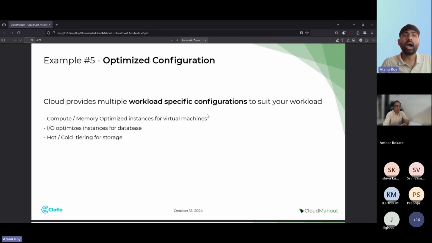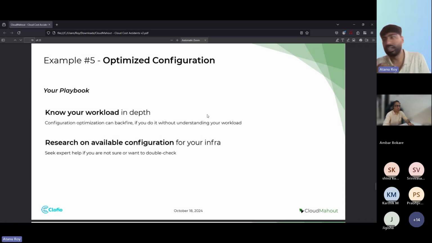So now let's look at how you should approach optimized infrastructure, right? One of the biggest mistakes we have seen in our customers is doing optimizations without understanding your workload. Let me take a pause on that. These different kinds of infrastructure options are designed for a purpose, right? Compute intensive instances have a higher CPU to memory ratio. If you go for memory optimized instances, they have a much higher allocation of memory compared to CPU, right?